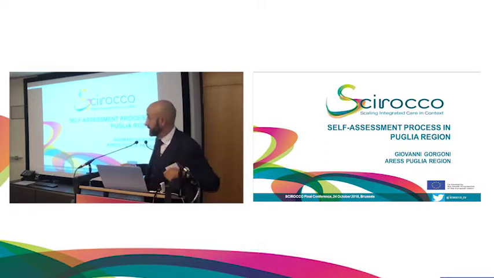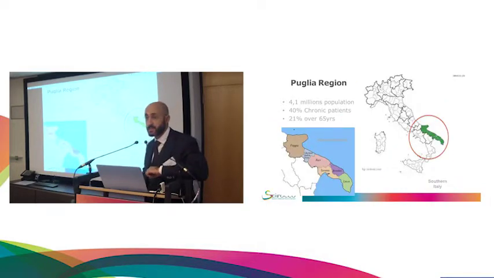Okay, good morning everybody. The Scirocco experience arose in a southern region of Italy, Puglia, with 4 million inhabitants, 6 local health authorities, 2 university hospitals, and 2 research hospitals. We have 30 public hospitals and 29 private hospitals chartered with the regional health system. Like almost all developed countries, we have a chronic disease problem. 4 citizens out of 10 are in chronic conditions, and they account for 86% of healthcare expenditure.